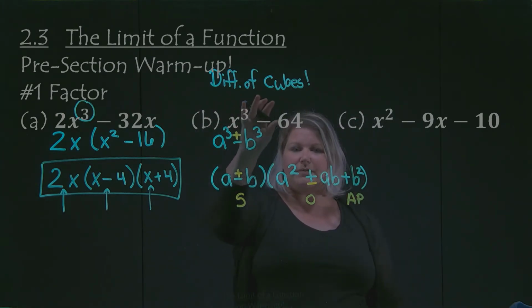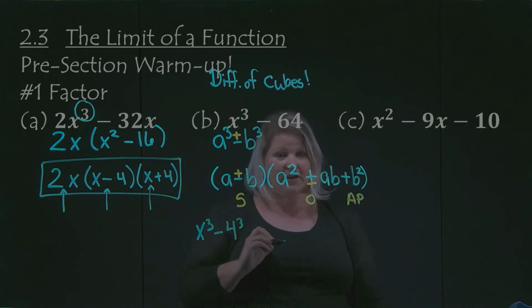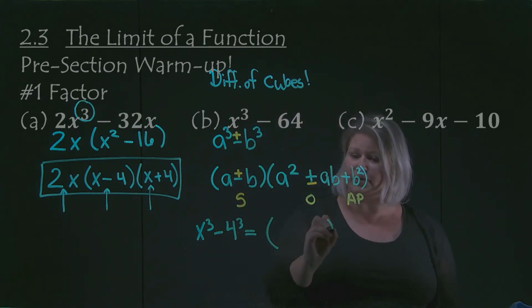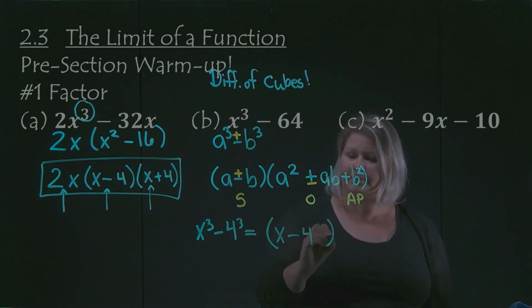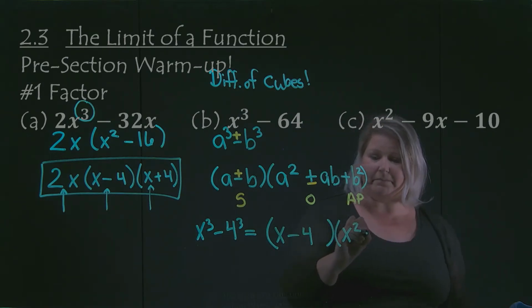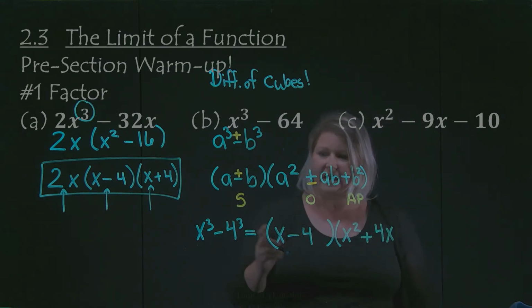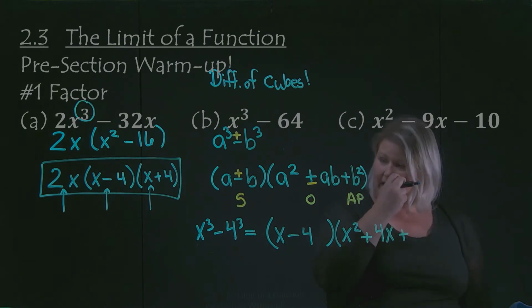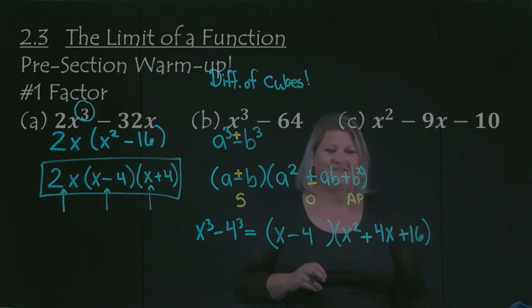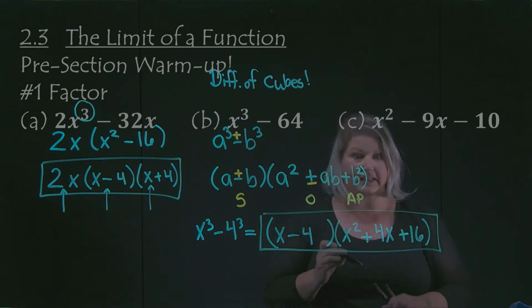So I've got x cubed minus 64. This is like saying x cubed minus 4 cubed. Okay, because 64 is 4 to the 3rd power. So this will factor into x minus 4, and then x squared, and it's opposite this sign, plus, and then x times 4, or 4x, and then plus, because the last one's always positive, 4 to the power of 2, which is 16. All right, so this is now completely factored.